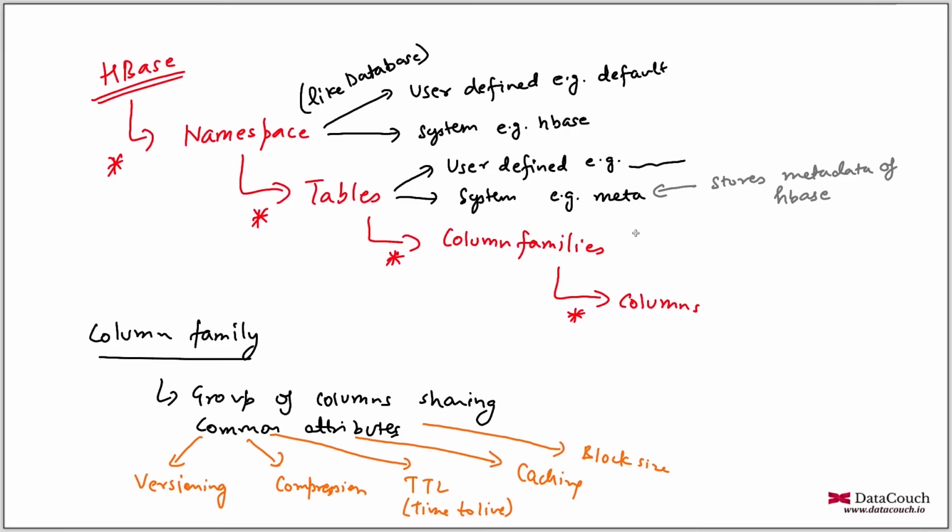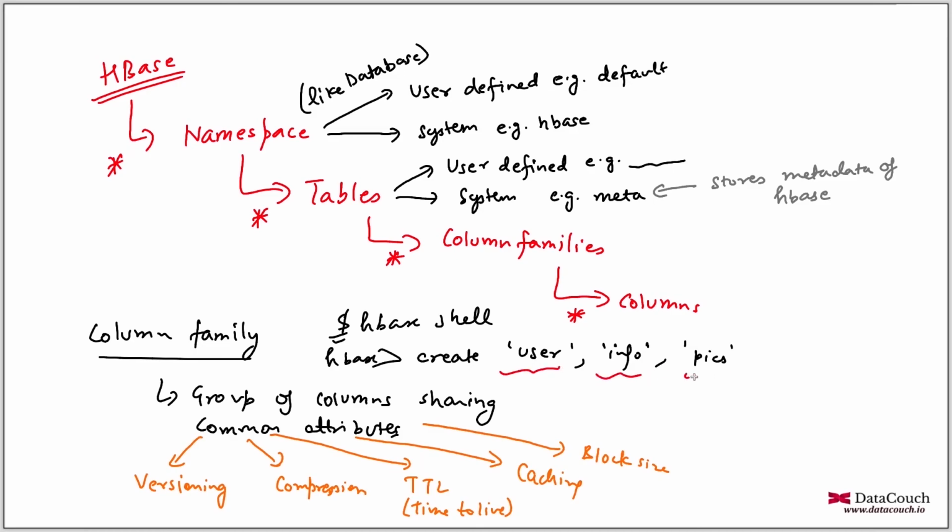So let's say we have 2 column families. When you create a table in the HBase shell, you will do it like this. You will go to the HBase shell, start it, and under the HBase shell you will say that I want to create user, and within that we have info, and within that we have another column family, let's say fix. So this is the table name, this is column family 1, this is column family 2.